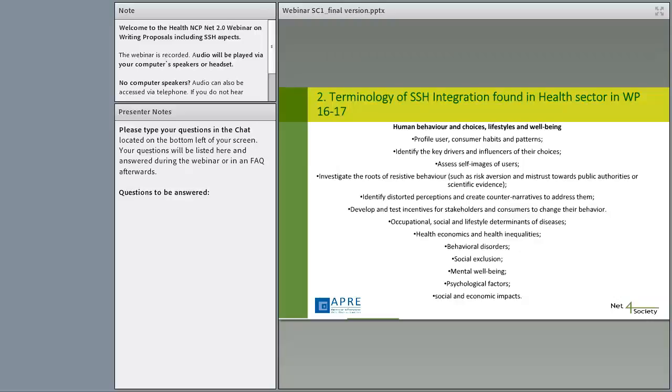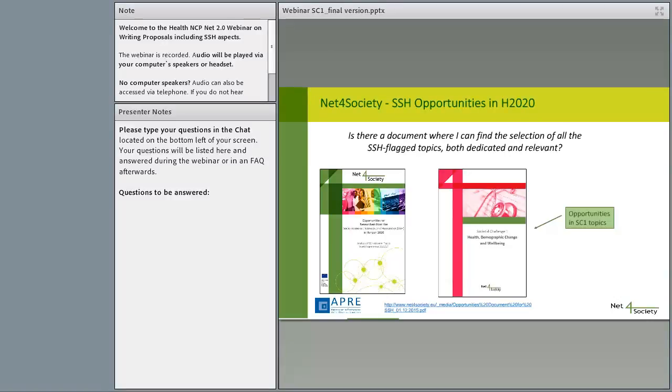All these terms are coming from the SSH integration terminology. And when you find some of these words in the topic that is interesting for you, you are in front of an SSH flagged topic. But this is something not so easy to do if you are not familiar with these aspects, with these analyses. So is there a document or a tool that can help you in this process?